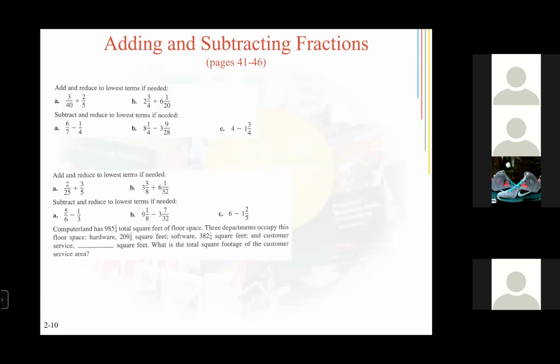Let's look at some of these questions here. I'm going to look at this one here, B. How is that different from what we've been doing so far in terms of adding fractions? Mixed numbers. So how would we tackle that one? So we have 2 and 3 over 4 plus 6 and 1 over 20.